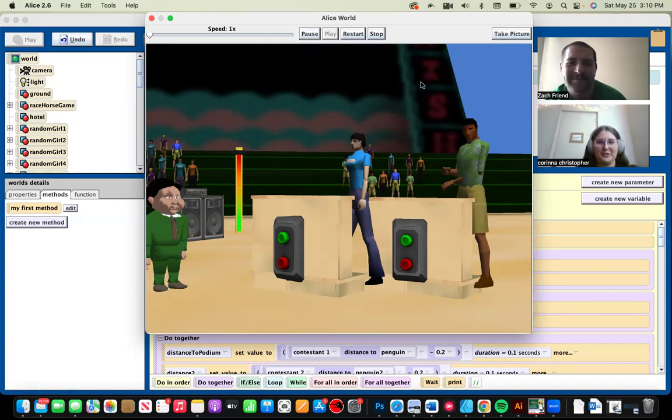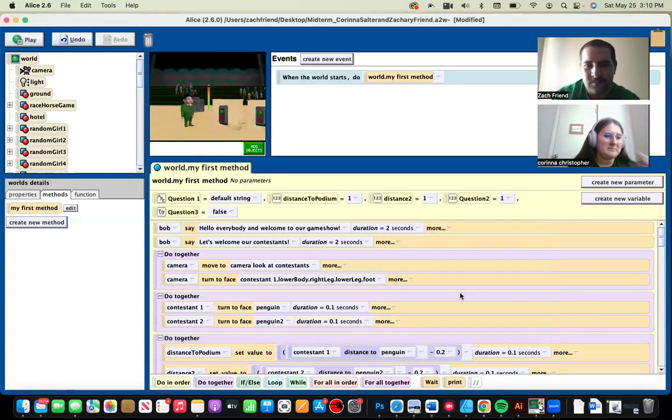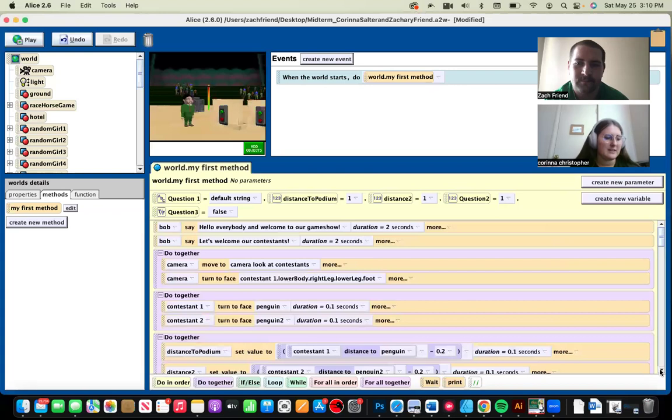I'm just going to run through the bullet points from the rubric and explain where each of these bullet points is shown in our coding. So first it says non-trivial scene. Our scene is fully decorated. It has all of the characters placed where they need to be. And then we have the do together command, and this is used throughout the entire thing, especially when we were making custom methods.